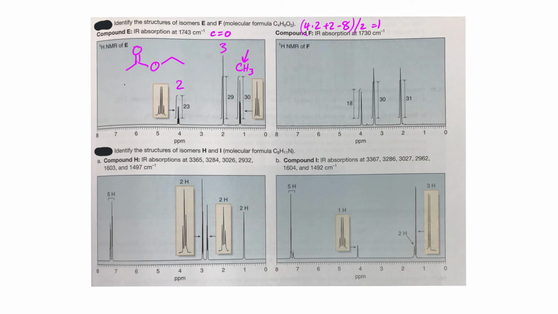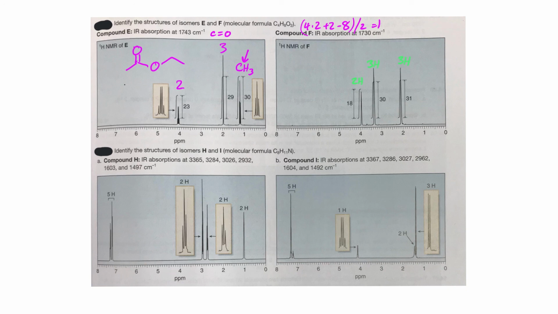Moving on to compound F, we have the same formula, the same HDI, and it appears that we have 3 signals, much like we had before. And you can see that these 3 signals are, again, in the same approximate ratios, 3 to 3 to 2. Another big clue is that these 3 signals are all apparently singlets. They do not have any splitting patterns to speak of. So we have 3 different hydrogen regions that are not adjacent to any other hydrogen regions. That makes it a little more interesting to solve.